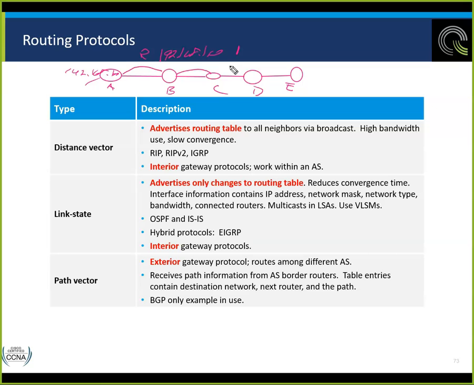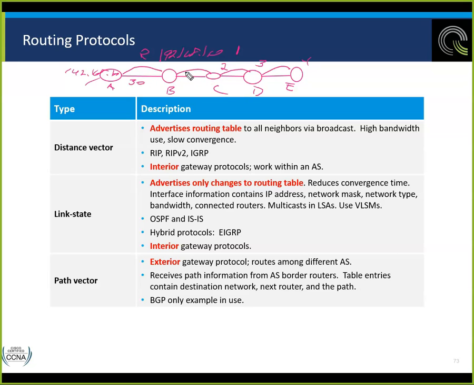C does the same thing. RIP, it's going to add it, and the hop count will be 2. The hop count will be 3. The hop count will be 4. And all these routers are going to then be broadcasting to their neighbors, every 30 seconds. So it sends it at 30 seconds.